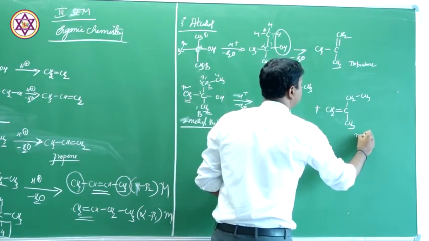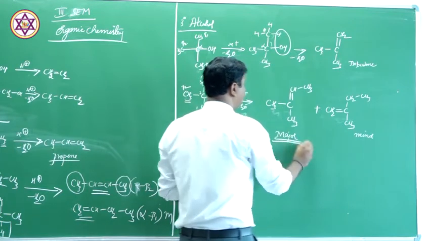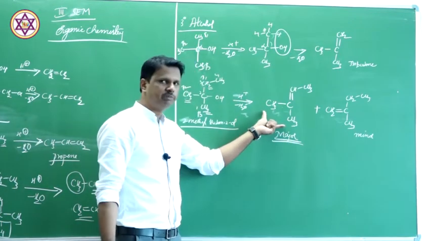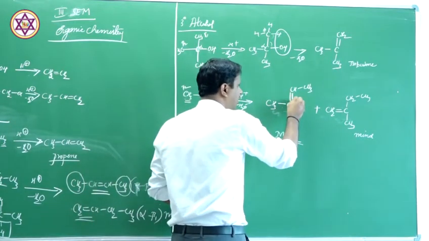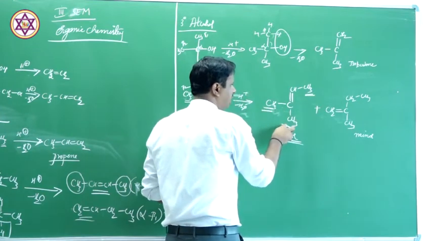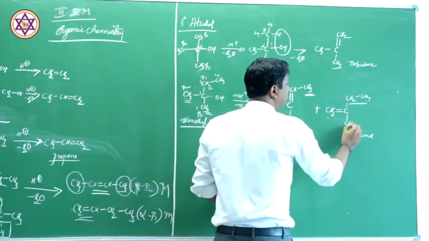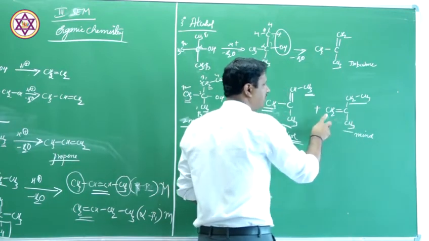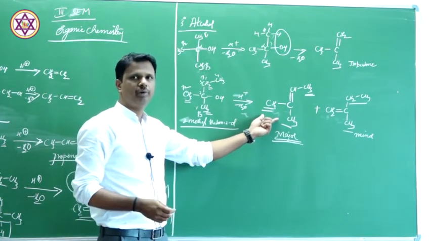This will be minor, this will be major. Don't forget, I am telling you once again, the most substituted alkene predominates. In this alkene, there is one methyl substituent here, 2 methyl substituents on the other carbon atom. But for this compound, 2 alkyl substituents on one of the carbons, but the other carbon contains no substitution. So the most substituted alkene predominates.